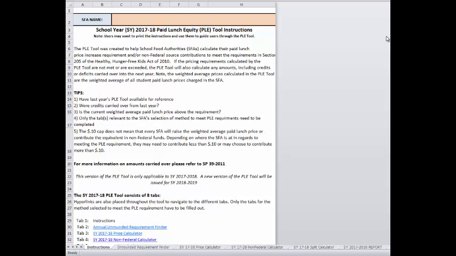We start the training on the instructions tab of the PLE tool, and I would encourage everyone to at least take a glance at the instructions. They will help you complete the tool. Once you've had a chance to review the instructions, we're going to move on to the next tab, the Unrounded Requirement Finder tab.